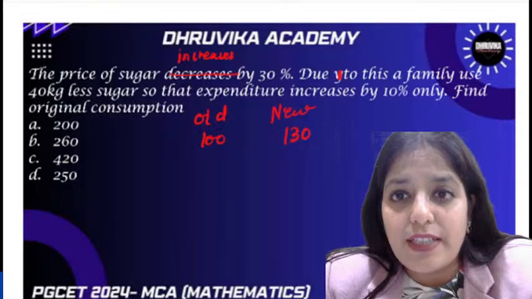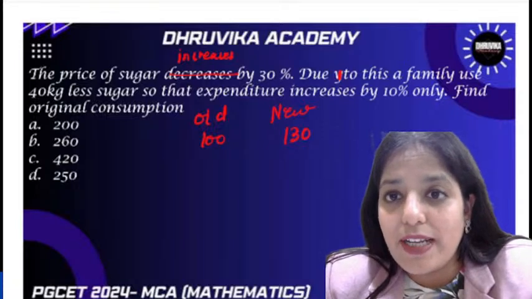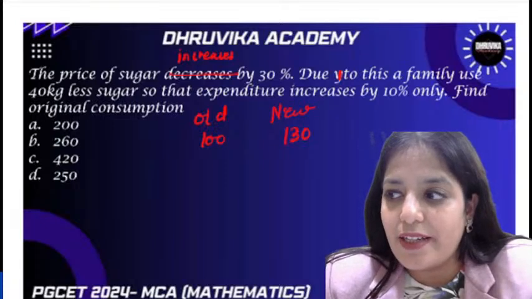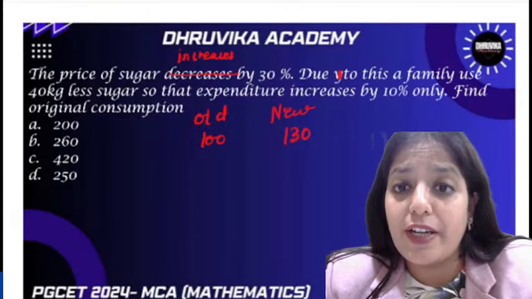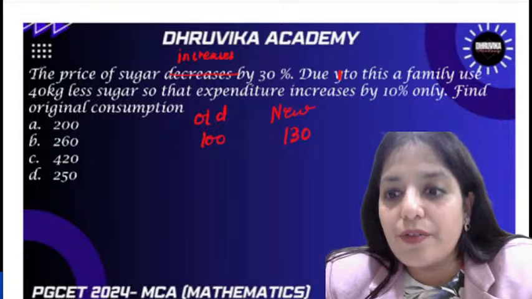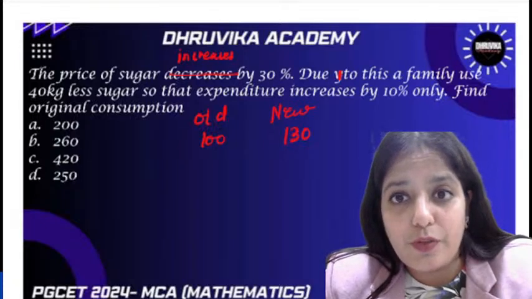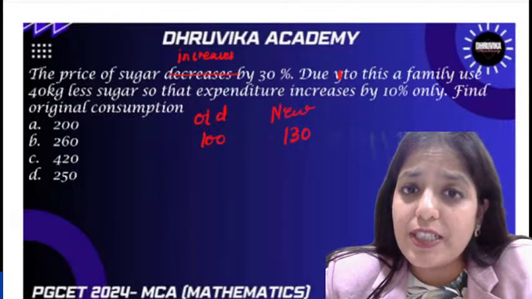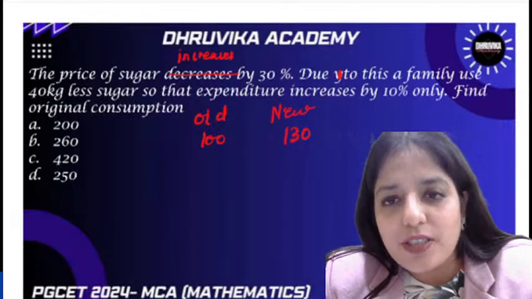And further, they are asking you to find the original consumption. So in the previous question, our question was only related to finding out the percentage, but here we are required to find the absolute values, right? So what are they saying? Find the original consumption. Okay, one step further they have asked.